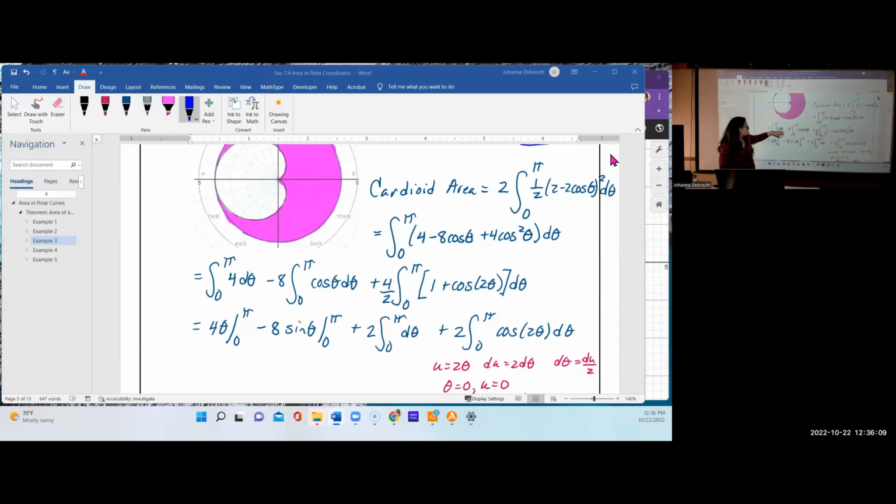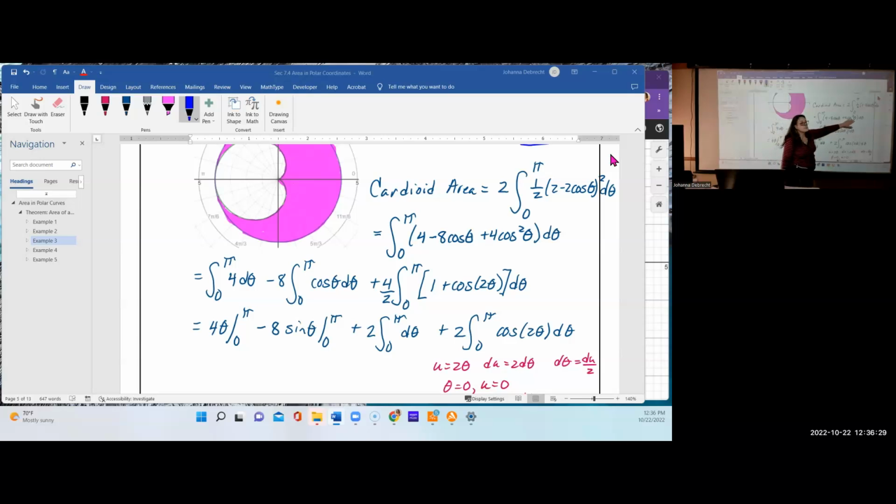I have the integral of 4 d theta, which is 4 theta from 0 to pi, so that's going to give me 4 pi. Minus 8, the integral of cosine of theta. The integral of cosine is sine, so I have minus 8 times sine of theta from 0 to pi. But sine of pi and sine of 0 are 0, so this term is going to cancel out.